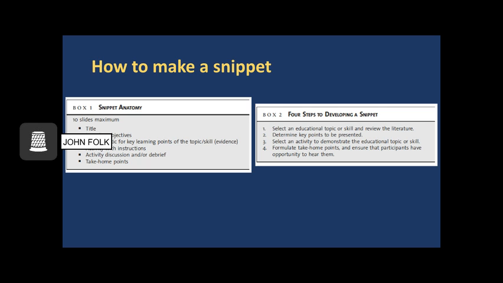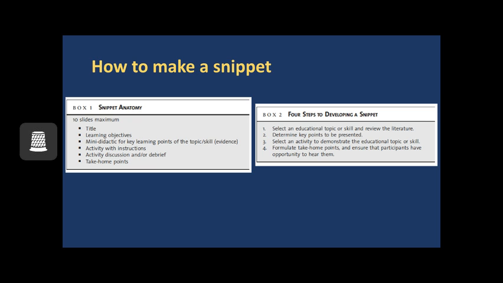Snippets are highly structured tools that are made up of 10 PowerPoint slides, as most clinical educators and learners are familiar with the PowerPoint format. The first slide gives the title of the presentation, the second lists the learning objectives for the activity, and the third includes the important points the activity is designed to impart. There are the key learning objectives or the take-home points.